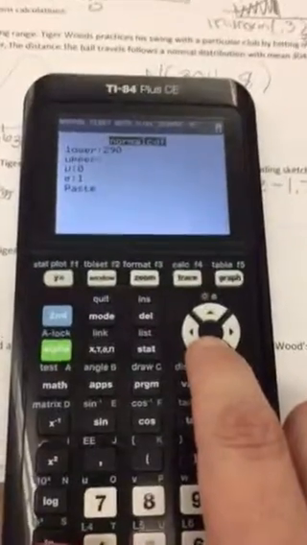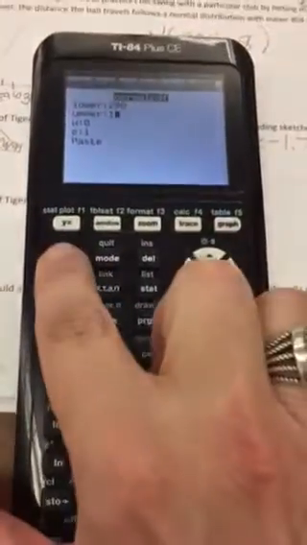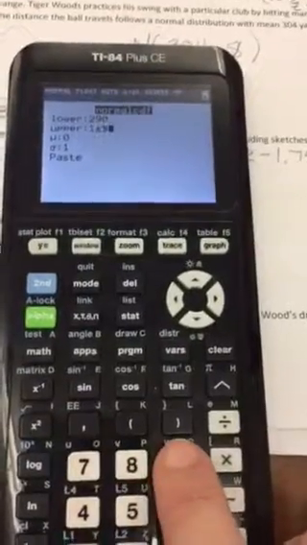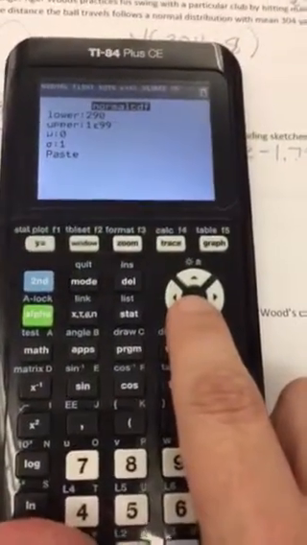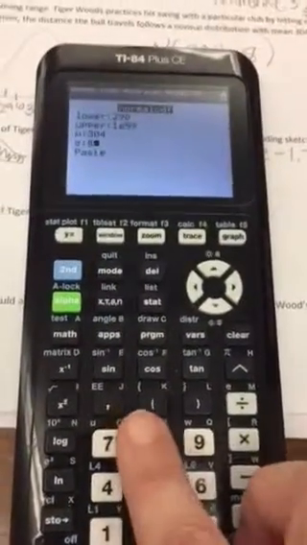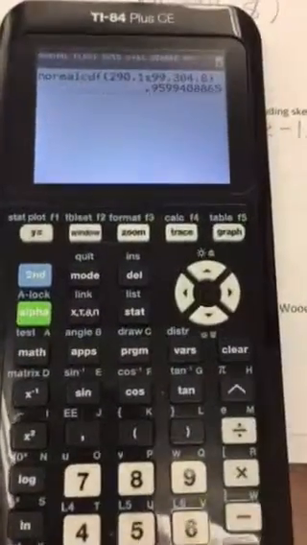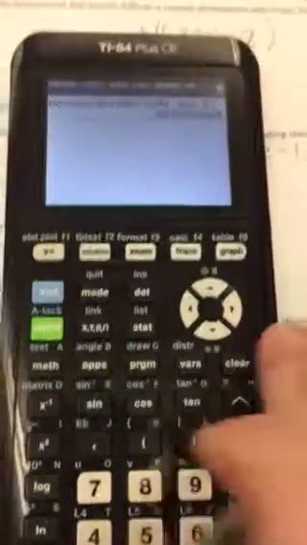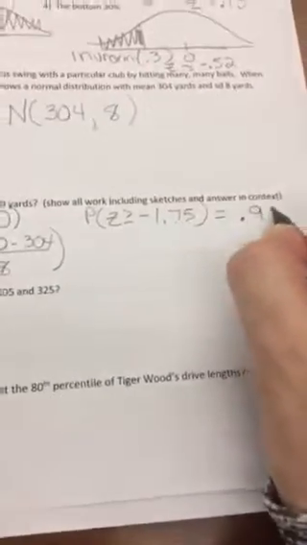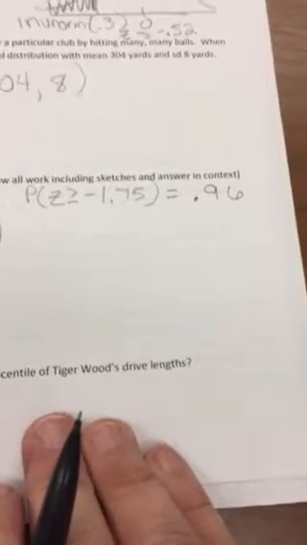Now, I'm shaded on the right tail of the curve, so that's an infinite boundary of 1E, which is second, and E, 99, and it was a positive one. My mean is 304, and my standard deviation is 8. And if you notice, I got an answer that I'm going to round to 0.96. So the probability of Tiger hitting a drive that's 290 yards or more is 0.96.